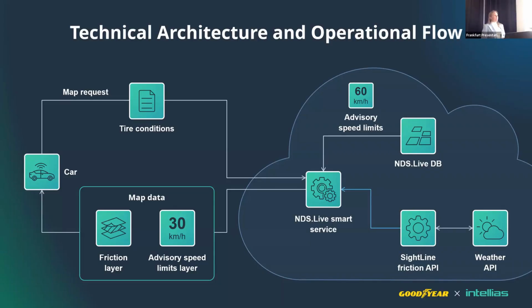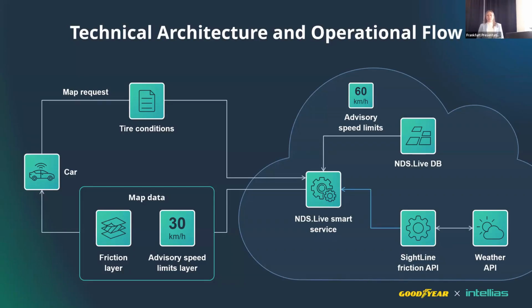Then the NDS.Live smart service makes a call to the Goodyear SightLine friction API, which in its turn calls the weather service to take the real-time weather conditions. And this data, friction data, is then packed into standard NDS smart layer, which is basically the well-known road characteristic layer that contains friction attribute.